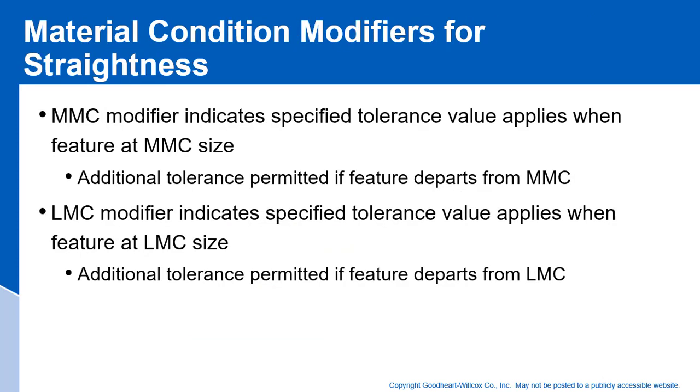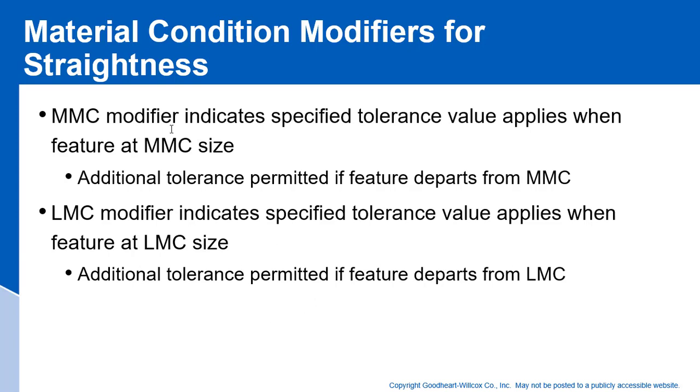So let's talk about material condition modifiers for straightness now. The MMC modifier indicates the specified tolerance value applies when the feature is at its MMC size. In that case, you're going to get additional tolerance if it departs from MMC. An LMC modifier indicates the specified tolerance value applies when a feature is at the LMC size, and then additional tolerance is permitted if the feature departs from LMC. And I'm going to tell you right now, after working in the industry for a long time, we use MMC a lot more than LMC.